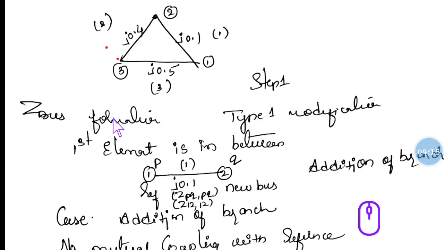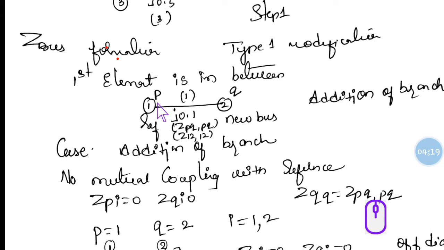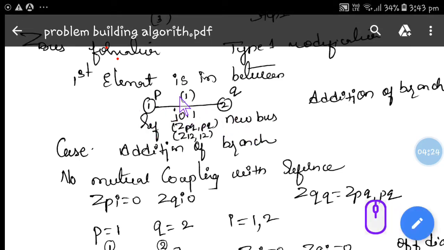Type 1 modification. What is this type 1? The first element is in between P and Q, that is, between the reference and a new bus. That is type 1 modification, addition of branch. And whatever value they specify, that itself is Z of PQ comma PQ.